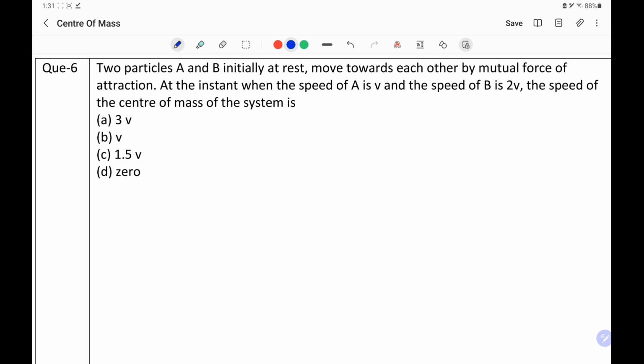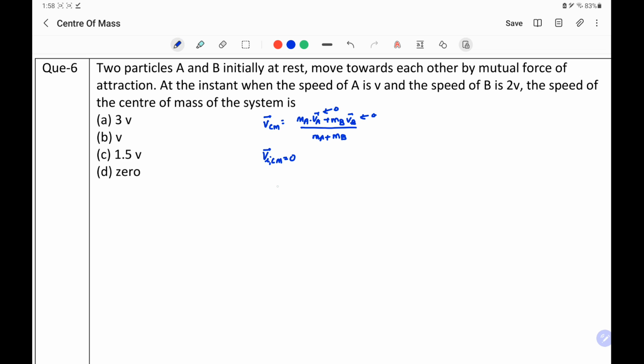Sixth question is, two particles A and B initially at rest move towards each other by the mutual force of attraction. At the instant when the speed of A is v and the speed of B is 2v, the speed of the center of mass of the system is. The speed of the center of mass is given by mass of body A into velocity of body A plus mass of body B into velocity of body B divided by mass of body A and mass of body B. Initially, the velocity of center of mass will be 0 because VA is 0 and VB is also 0.